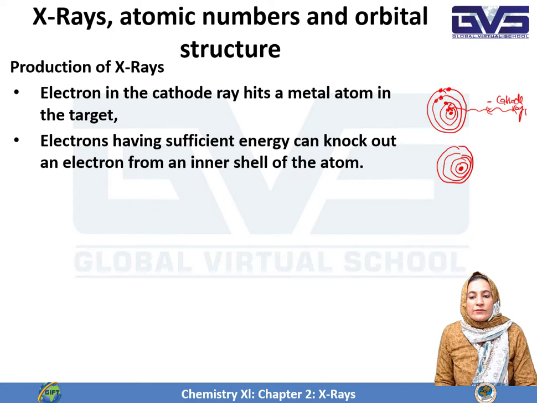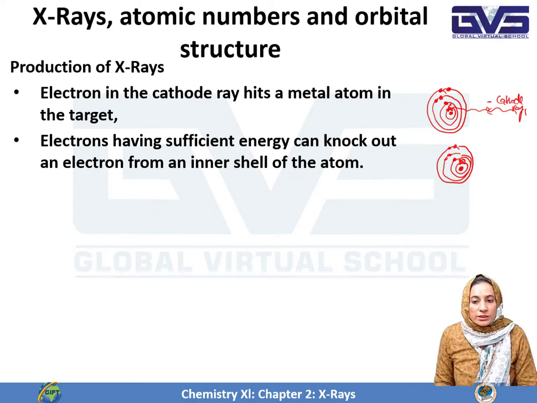Okay, if there is sufficient energy, they can knock out this electron, so there remains an empty space here, this one. If these cathode rays have sufficient energy, they have the ability to knock out this electron from the atom. Removing the electron is called knockout. So there is an empty space from where the electron is removed.